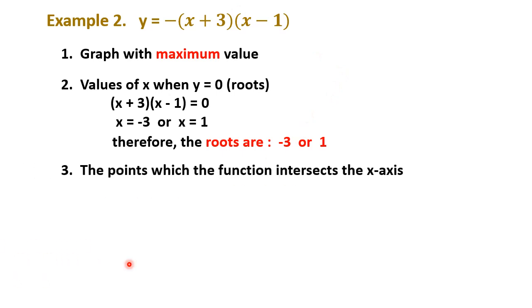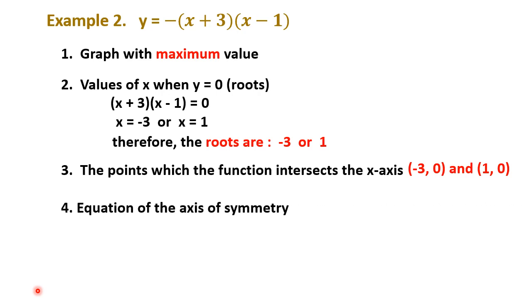Question number 3. The points where the function intersects the x-axis. The graph cuts the x-axis, we know, at minus 3 and 1. Therefore, when you are writing the coordinates along with this x value and the y value, the coordinates are minus 3, 0 and 1, 0.